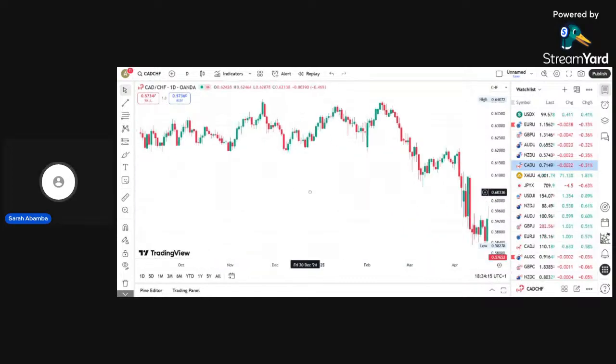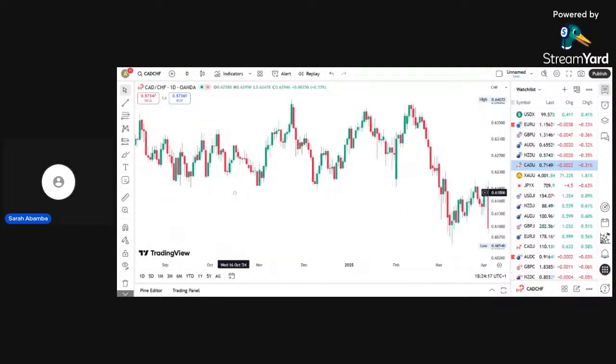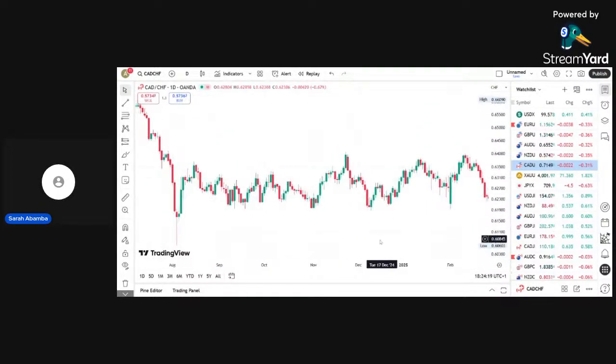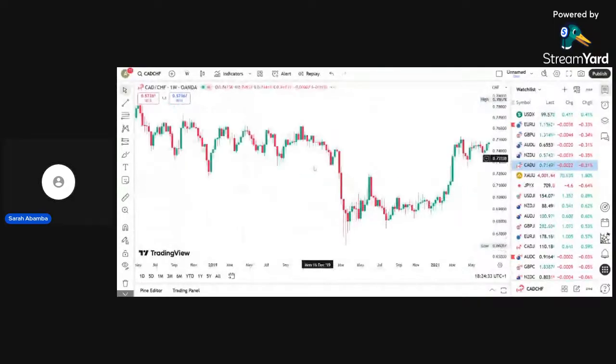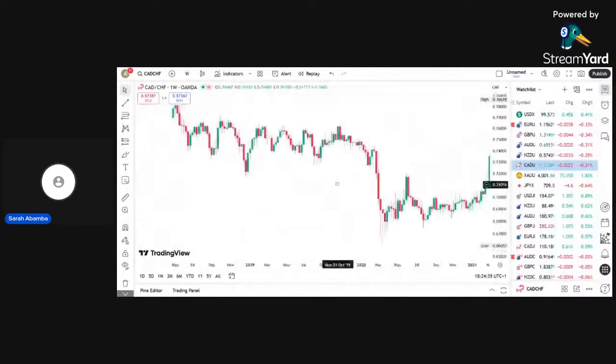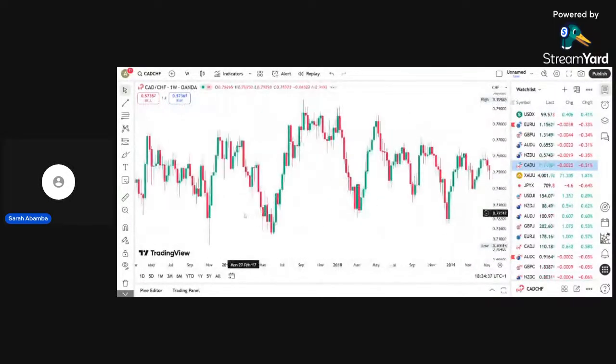Now let's look at other examples of this pattern. Okay, I'm seeing something like a range. Is this a range? Yep, but we're actually looking for a pin bar, and I will not take this because I'm not seeing a pin bar form at my support or at my resistance. So I'll pass this one.